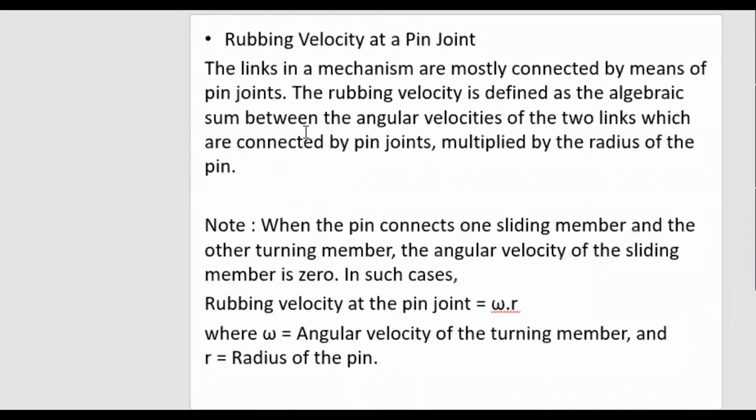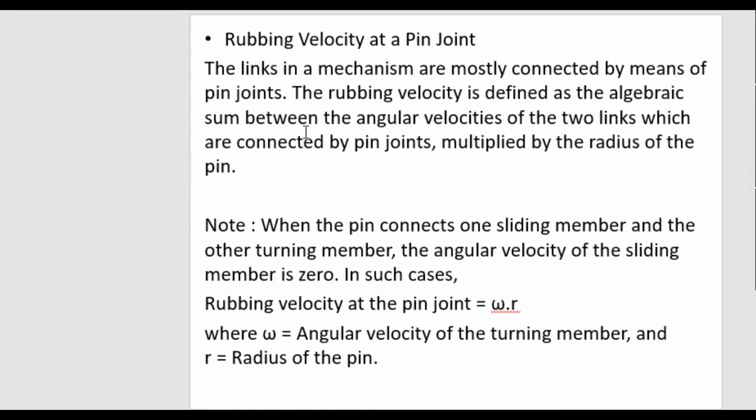Then we have rubbing velocity at a pin joint. What is this rubbing velocity? If there's a pin, there are two links going to the pin. For example, I have two links here, and they are joined by a pin. When this is rotating, there is some kind of friction in the pin.